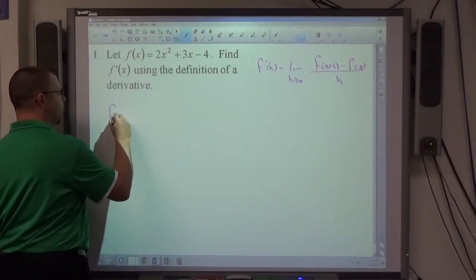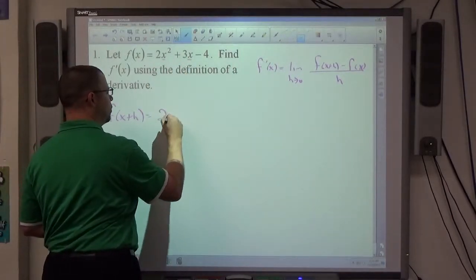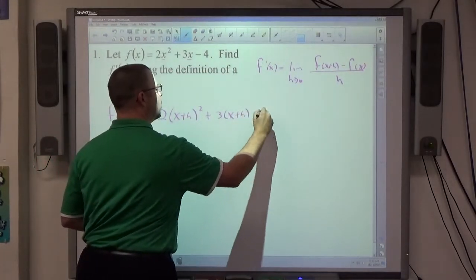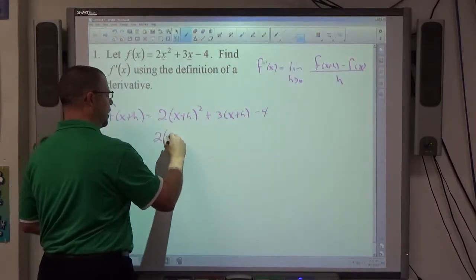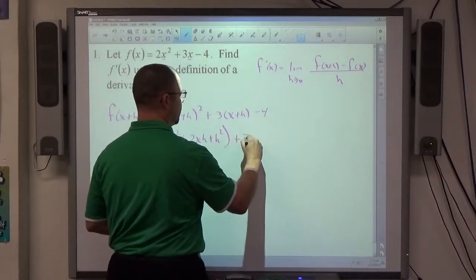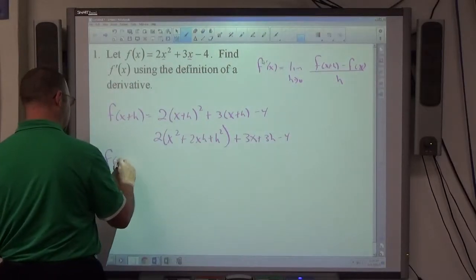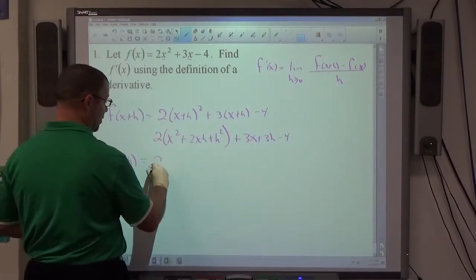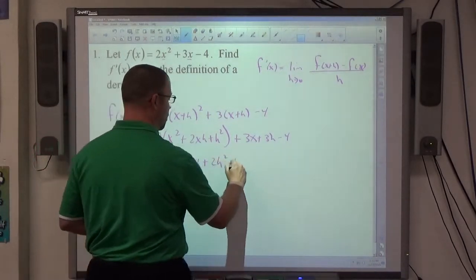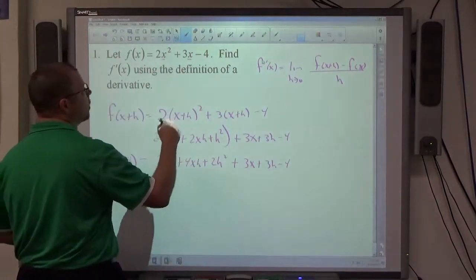Basically what you're going to do is figure out f of x plus h, which just changes all the x's to x plus h's. So 2 times x plus h squared plus 3 times x plus h minus 4. That gives me 2 times x squared plus 2xh plus h squared plus 3x plus 3h minus 4, which gets me finally, simplifying f of x plus h as much as possible, 2x squared plus 4xh plus 2h squared plus 3x plus 3h minus 4. That's f of x plus h.